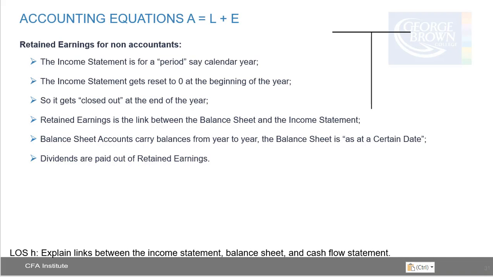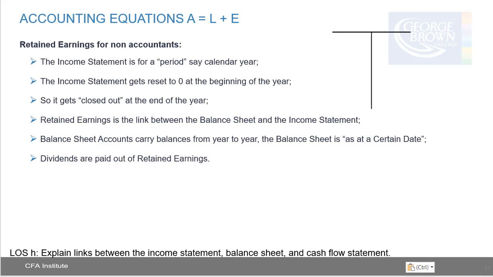Balance sheet accounts carry balances from year to year. We see that with property, plant, and equipment, cash. You've got cash in 20X2. You've got cash in 20X1. We saw that. So balance sheet accounts carry balances from year to year, and therefore the balance sheet accounts are as at a certain date. Usually, we could see in the examples, December 31st.